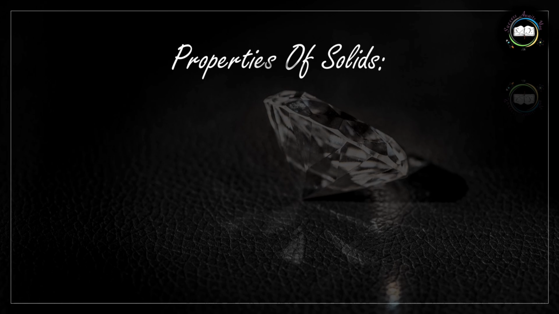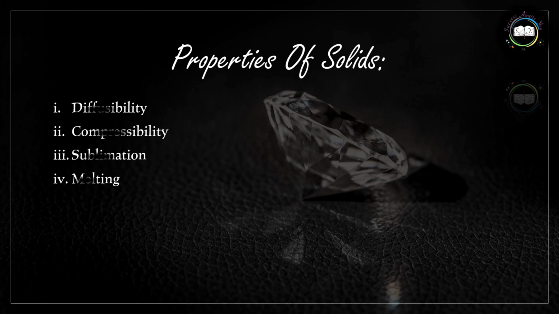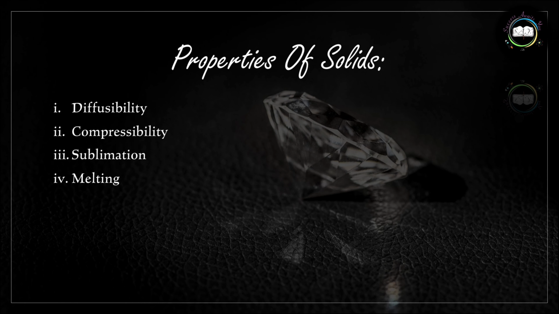Now moving on to the properties or behavior of solids. Number 1, diffusibility. Diffusion also occurs in solids, but at a very slow rate. If a polished piece of zinc is clamped with a piece of copper for a long time, after a few years, we will see that some particles of copper have penetrated into zinc.